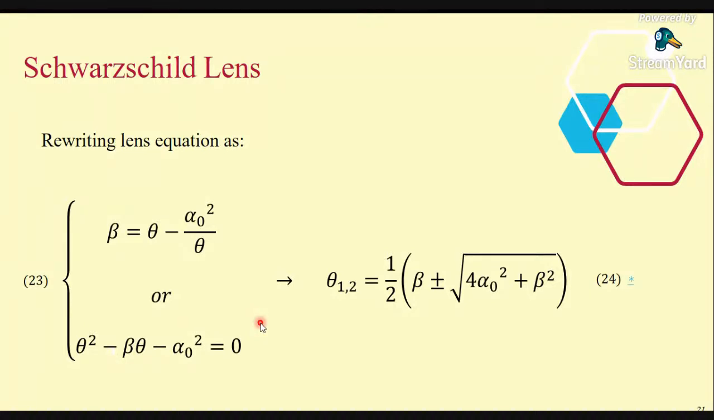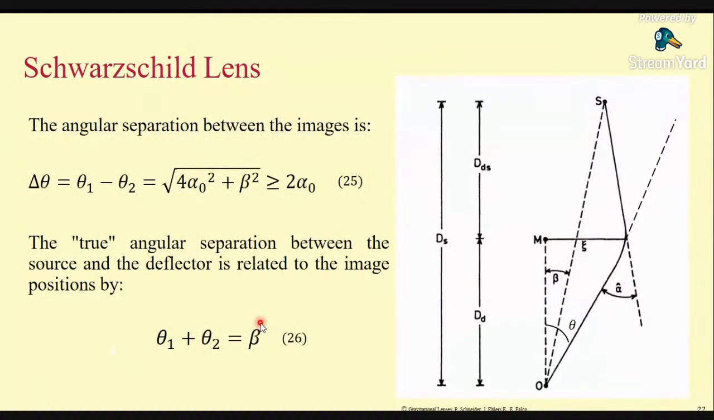The ray trace equation has two solutions of opposite signs. This means that the source has an image on each side of the lens. But in previous slides, we just showed one side of it. By subtracting the results of equation 24, we have an angular separation between the images, and that's equation 25. And the true angular separation between the source and the deflector is related to image position, and that is equation 26.